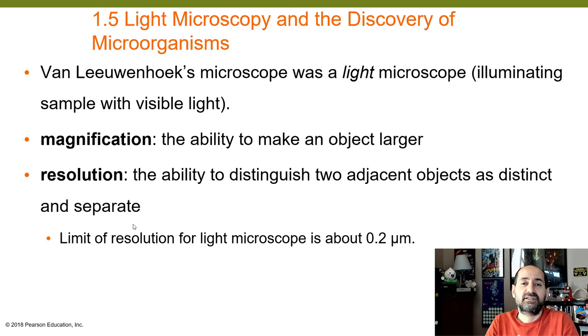And remember what I told you, the resolution limit of your eye was 0.2 millimeters. Well, the resolution limit for a light microscope is about 0.2 micrometers. So it's 1,000 times better than your eyeball. So we're able to magnify and resolve 1,000 times better than with a naked eye, right? And that's why our microscopes have a maximum setting of 1,000x when you engage the oil objective.